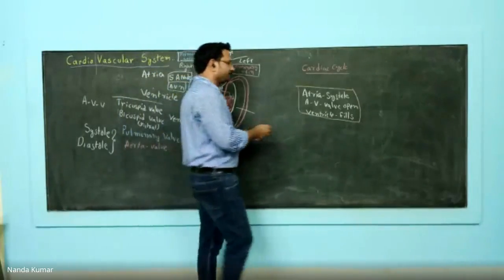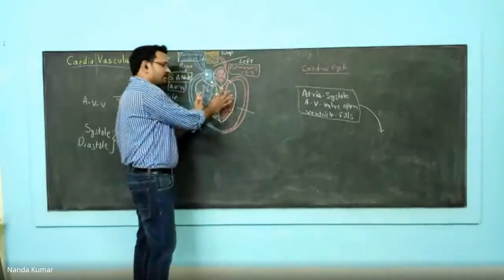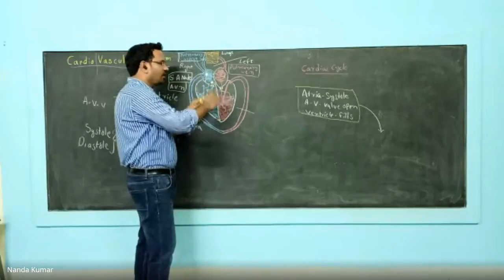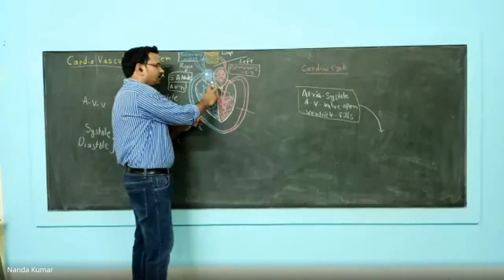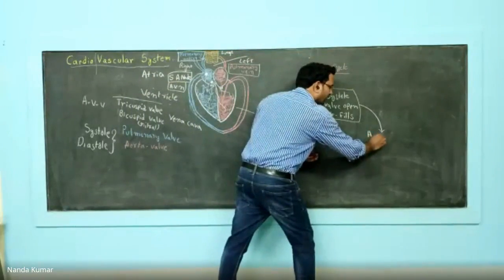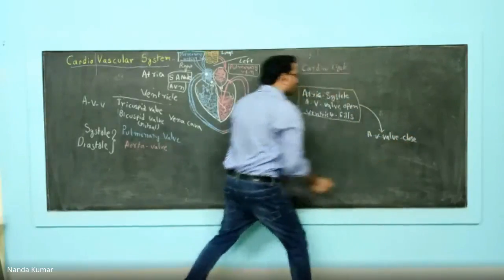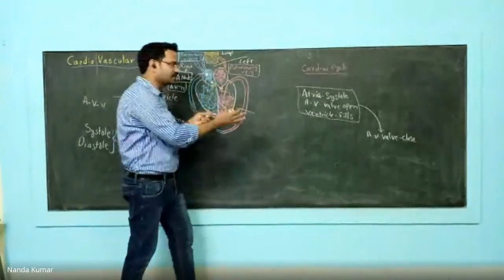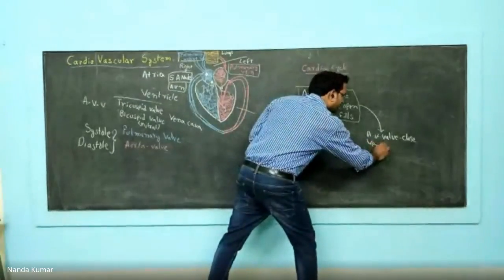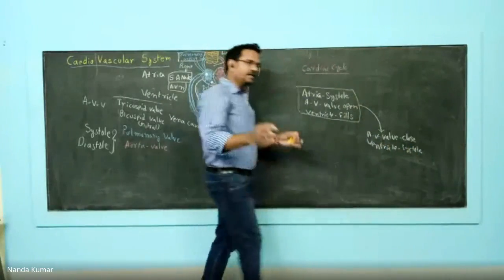After that, what happens? Now, all the blood is in the ventricle, right? All the blood comes down to the ventricle. Now, once it gets into the ventricles, the valves will close. Atrioventricular valves will close. AV valve closed. So these valves are closed. Next, ventricle contraction occurs. So what is that? Ventricle systole. Now understand the word.